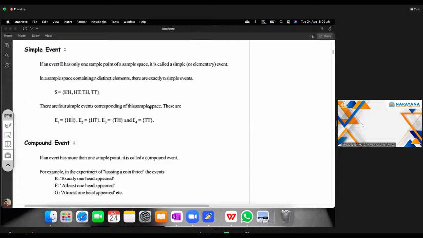What is the sample point? Simple event, beta. Whatever experiment you are doing, each and every simple outcome is the sample point or simple event. When you are throwing a dice, it is 1 or 2 or 3 or 4 or 5 or 6. If you are picking a playing card, 52 cards will be there. Picking each card itself is the simple event or sample point.